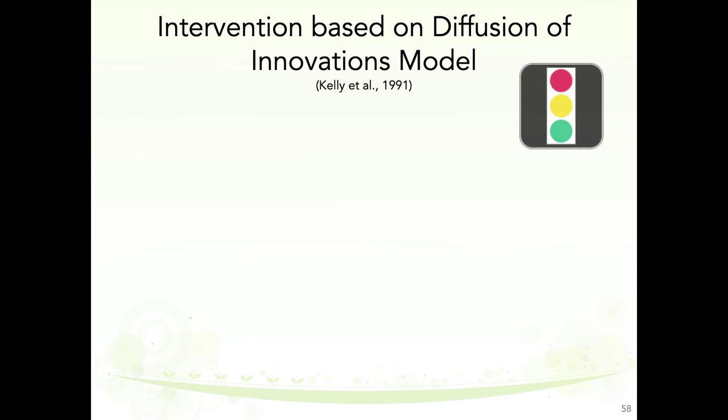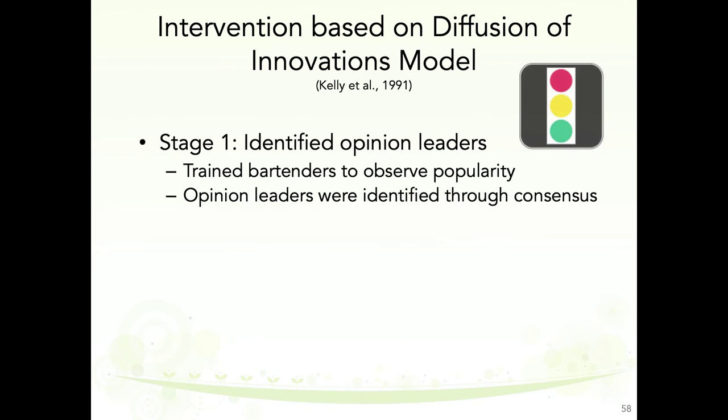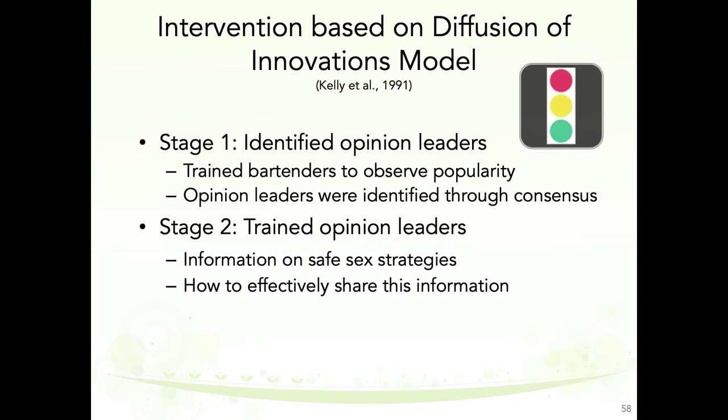So here's a study about the diffusion of innovations. In the first stage, they identified which people in the local population were most influential. And so what they did is they actually trained bartenders in a series of bars to observe who was popular. Okay, and then they sort of had cross-validation and people rated people, and then they identified who was popular in a community. And this is without those people necessarily being involved yet. Okay, then they identified those people and invited them to participate in the study.